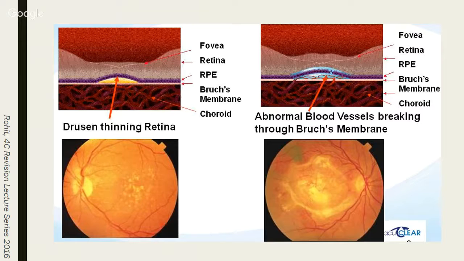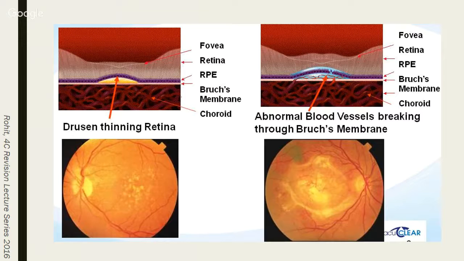No one really knows what it is and how to stop it from building up, which is a shame because we can't treat it properly. But that's what happens in the dry type. So you have this buildup underneath the macula, and as it builds up, obviously you're going to decrease the visual acuity of your macula, which means central vision loss is going to be mainly affected. In the wet type, which is a sequela of the dry, you get vessels coming through Bruch's membrane and into the vitreous, and that can cause a whole lot of problems as well.